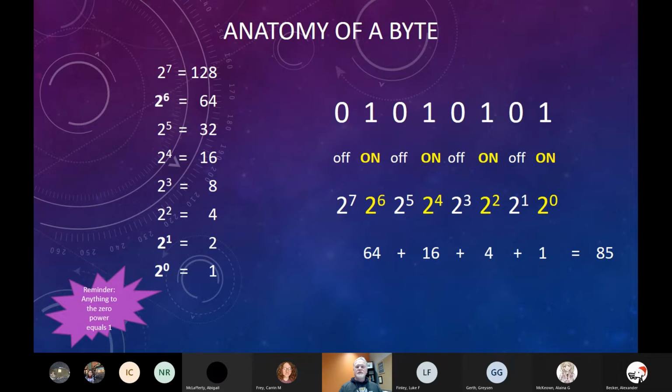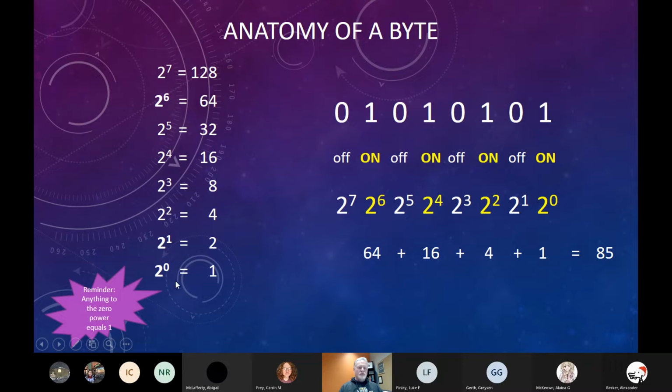So this first one is 2 to the 0. This is 2 to the first. I'm reading right to left: 2 to the zero, to the first, to the second, to the third, to the fourth, to the fifth, to the sixth, two to the seventh.